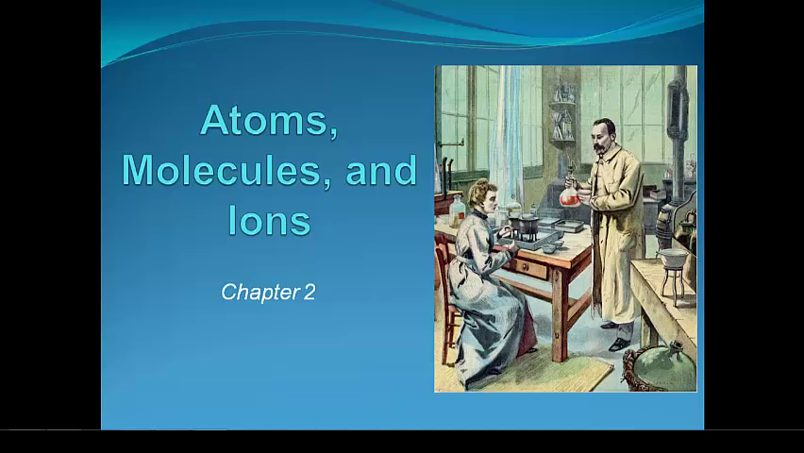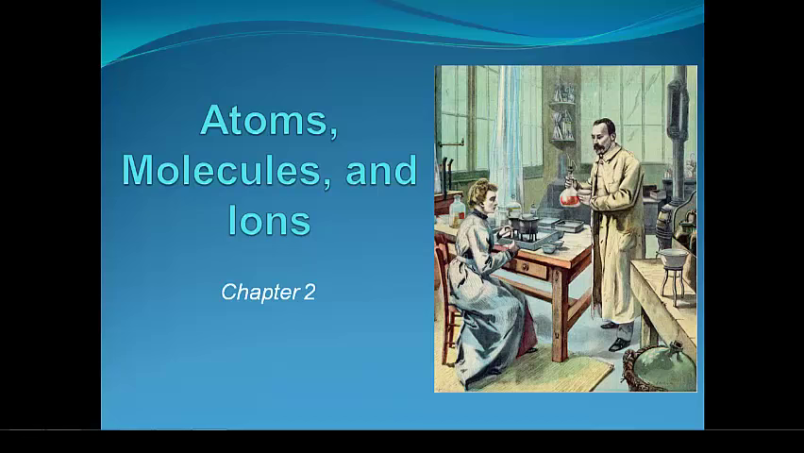Hi guys, so we're going to start chapter 2, and the title of chapter 2 is Atoms, Molecules, and Ions. What we will be concentrating on in this chapter are the atomic theory and the structure of the atom, so you're going to know what it's composed of. We're going to learn to distinguish between atomic number, atomic mass, mass number, and isotopes. You're going to learn a little bit more about the periodic table.